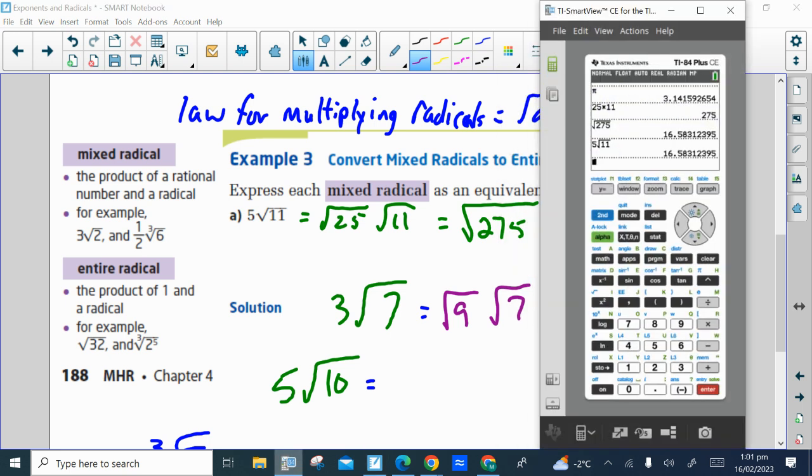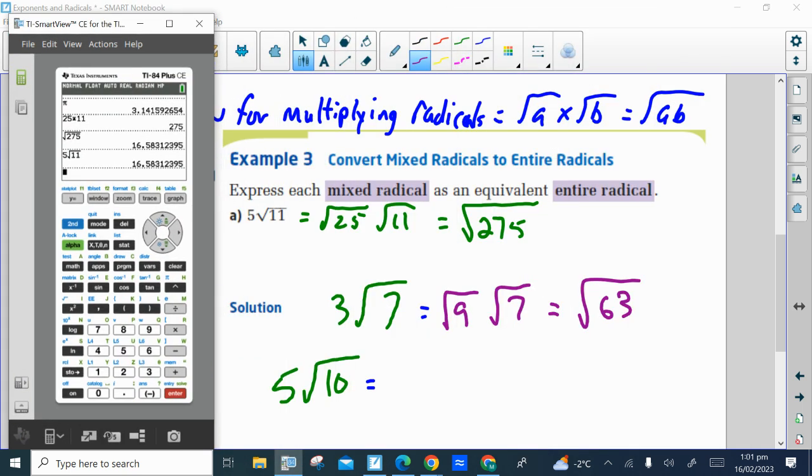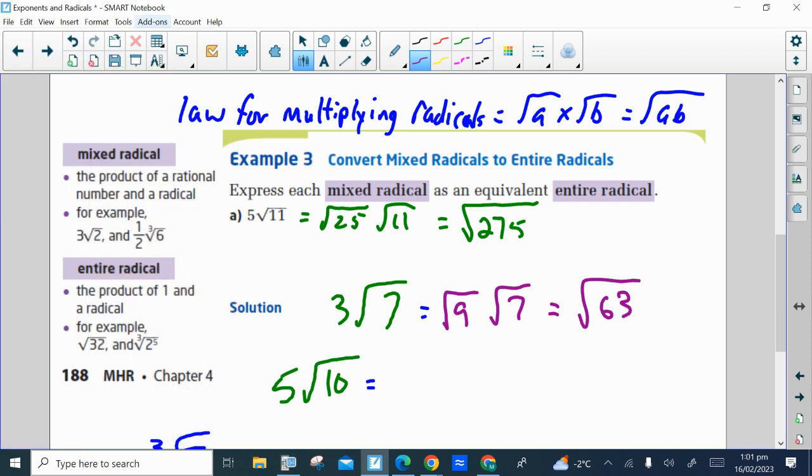So we can check that in our calculator. If we take the original expression, 3 root 7 is that value, the root of 63 should be the same value. And it is. So we checked it. Our answer that we got is equivalent to what we started with, so we know it's correct.